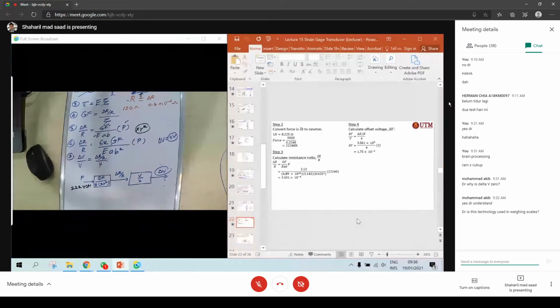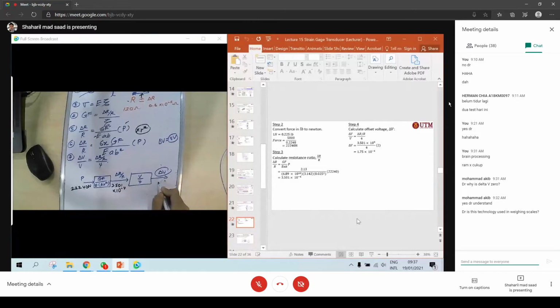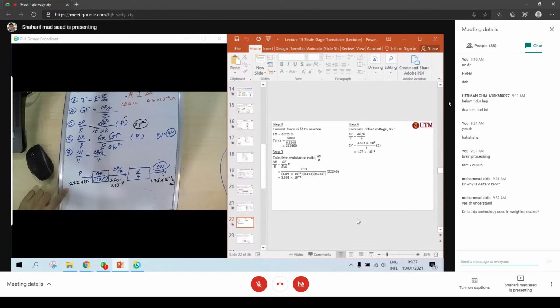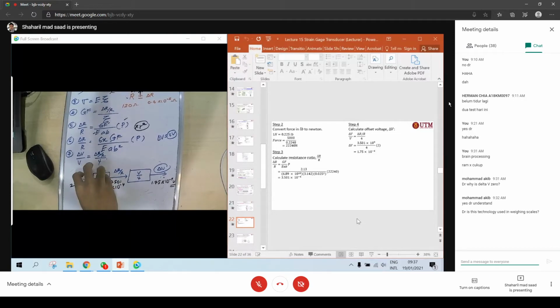It will give you delta R over R of 3.501 times 10 to the power of minus 4, and then it will give you delta V of 1.75 times 10 to the power of minus 4 volt. So you can see that when you apply a different force, it will give you a different delta V. So from the load cell, you combine to the Wheatstone bridge. All right. Okay. Clear? Any question?